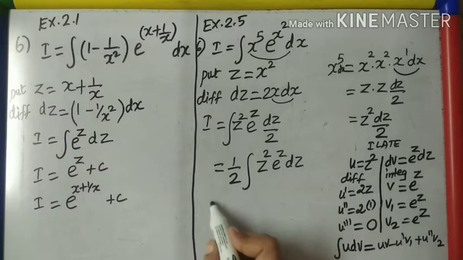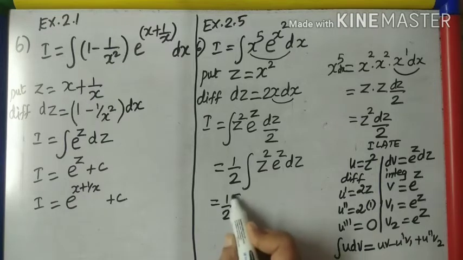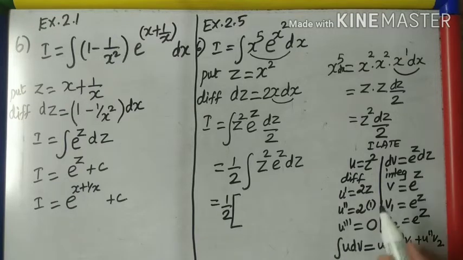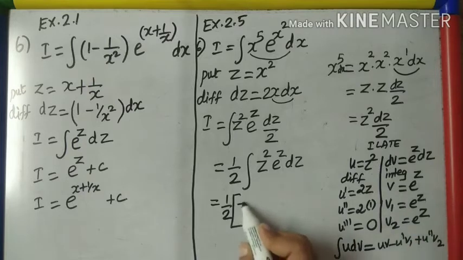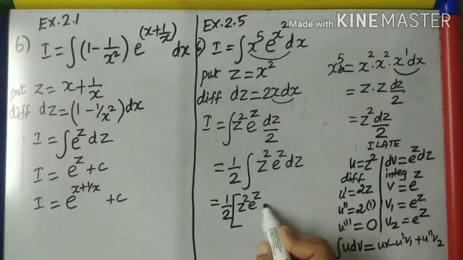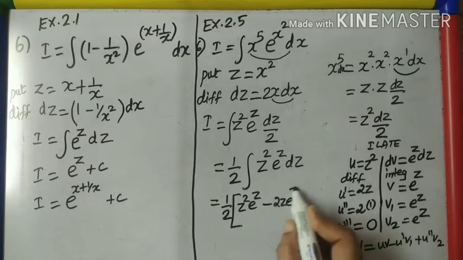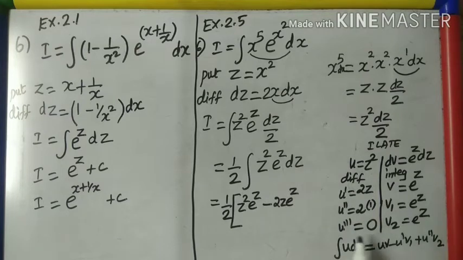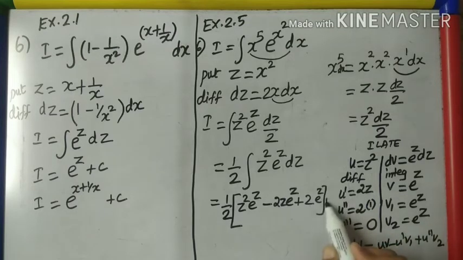So let me substitute here. 1 by 2 uv, z square e power z, minus u dash v1, 2z e power z, plus u double dash v2, so plus u double dash 2 into e power z. We have completed the problem. Plus c. This is equal to 1 by 2.